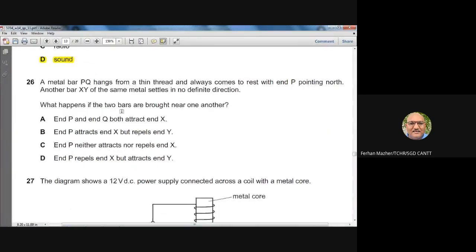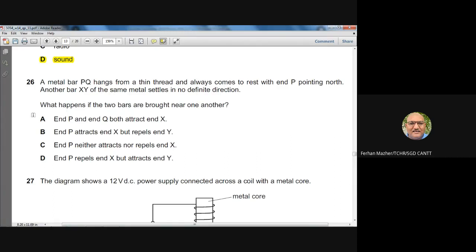A metal bar PQ hangs from a thin thread and always comes to rest with the end P pointing north. It means it's a magnet. Another bar XY of the same metal settles in no definite direction, so it means it's not magnetized. What happens when the two bars are brought near to one another? X is a magnetic material, not a magnet, whereas PQ is a magnet. So end P and end Q both are attracted to X.